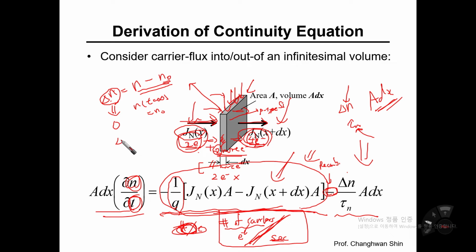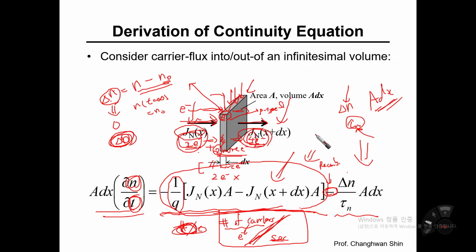Okay, but herein, this amount of newly injected electrons is available in this infinitesimal volume. And the thing that we would like to know is how many electrons are still alive every single second. So we need to figure out, once an electron is injected in this volume, how long it can survive.